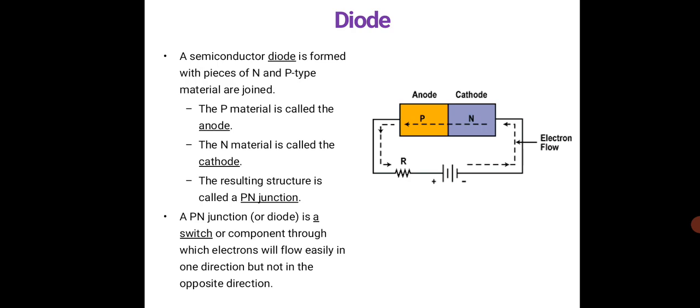A semiconductor diode is formed with pieces of P-type and N-type material joined together. The P material is called the anode, whereas the N material is called the cathode. The resulting structure in the figure shown over here is called a PN junction. This diode will act as a switch or component through which electrons will flow easily in one direction but not in the opposite direction.